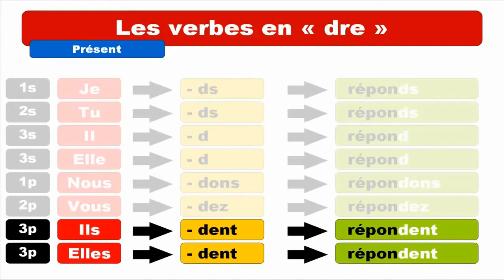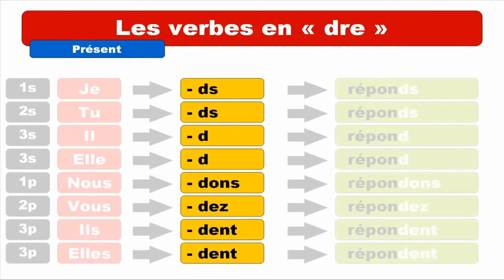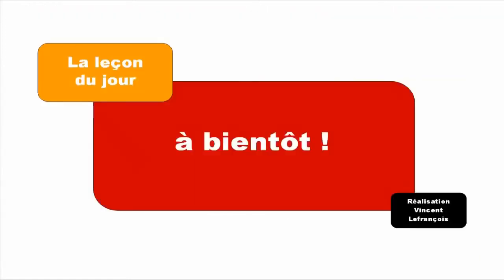one more time. Je réponds, tu réponds, il répond, elle répond, nous répondons, vous répondez, ils répondent, elles répondent. Okay, and so if we only focus on the endings, for je it's D-S, for tu D-S, il D, elle D, nous D-O-N-S, vous D-E-Z, ils D-E-N-T, elles D-E-N-T.